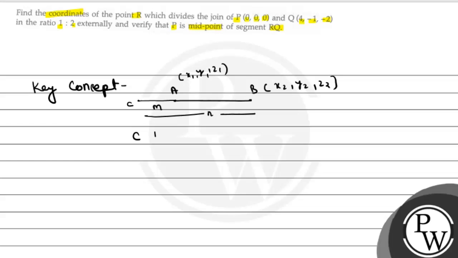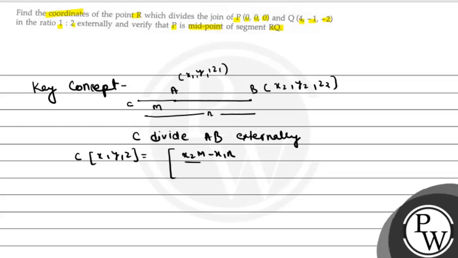So here C divides AB externally. Let the coordinate of C be x, y and z. We have x = (x2m - x1n) upon (m - n). The second coordinate will be y = (y2m - y1n) upon (m - n). And the last coordinate is z = (z2m - z1n) upon (m - n). Those are the three coordinates which we have to find.